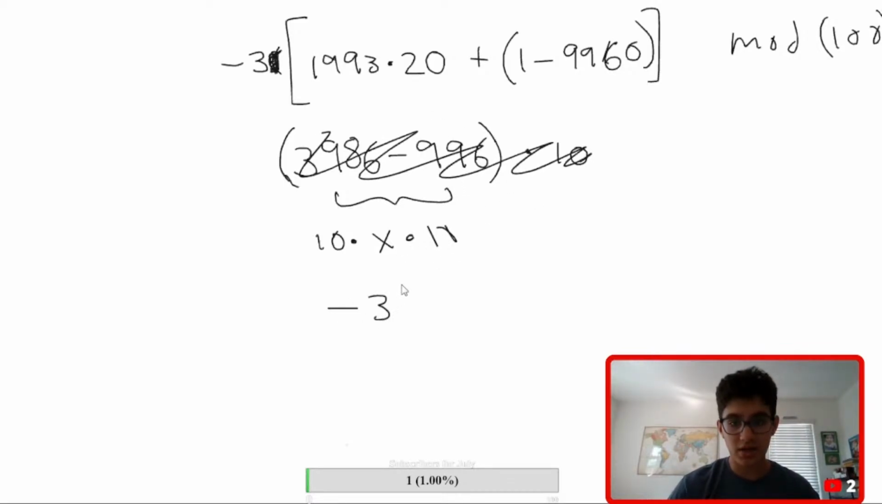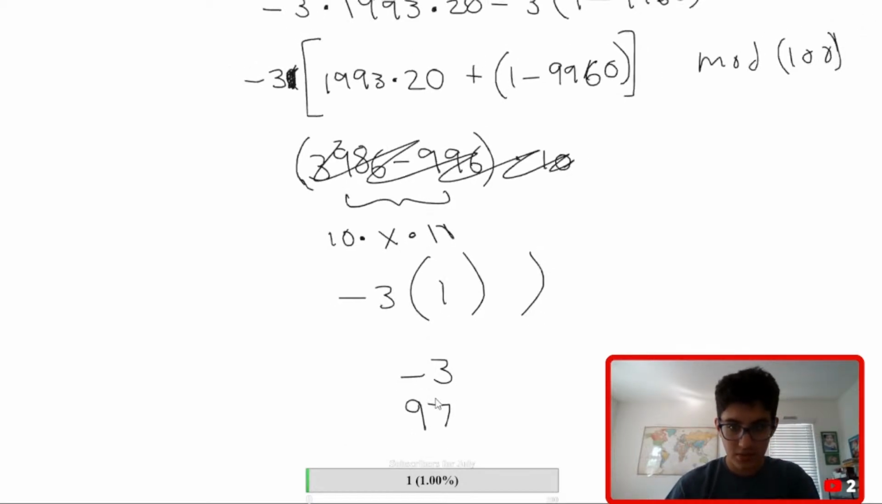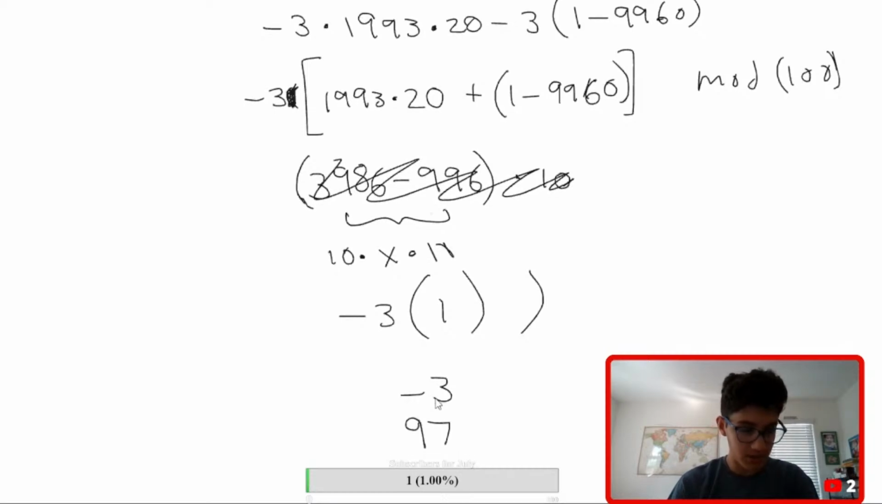Anyway, all of this goes away. So we're just left with negative 3 times 1, right? So that's negative 3. So it'll be 97, I think. Right? Just confirm if that seems right, like all the steps that I did. They seem reasonably accurate. So yeah, 1 times negative 3.